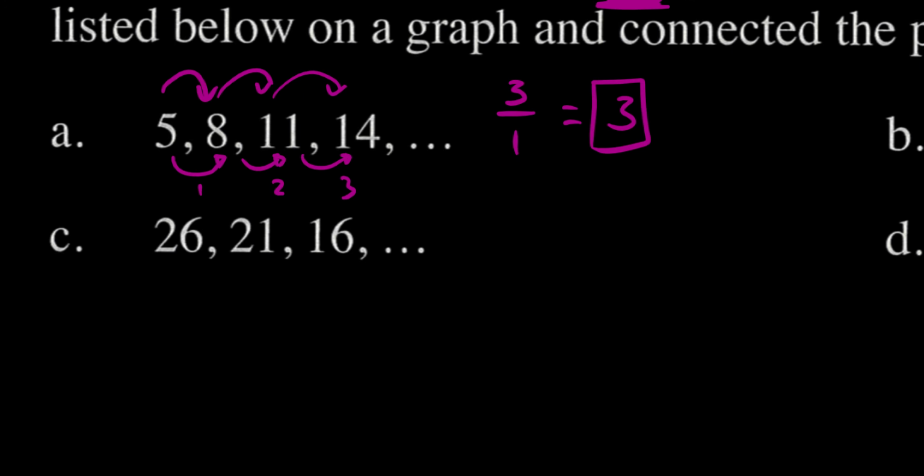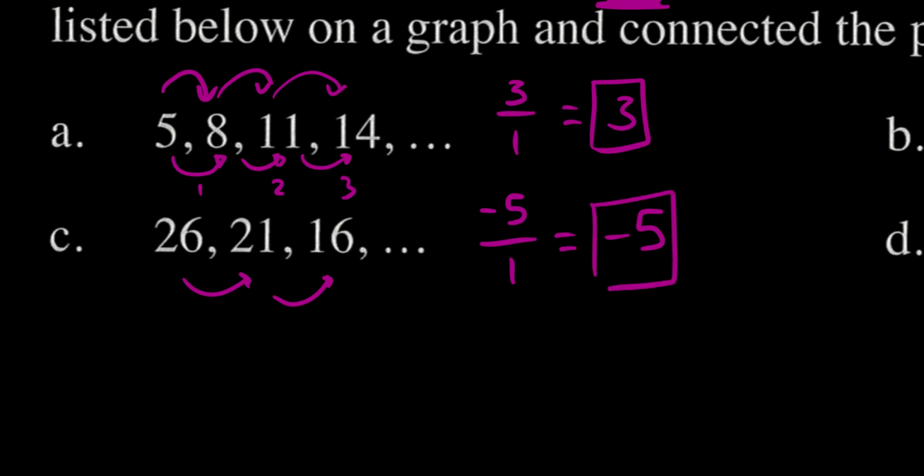This next one seems to be decreasing by 5. If I take 26 and take away 5, and then 21 and subtract 5. As this is the first term, the second term, the third term, as the term number increases by 1, the value of the sequence is decreasing by 5. So this would have a slope of going down by 5 each time.